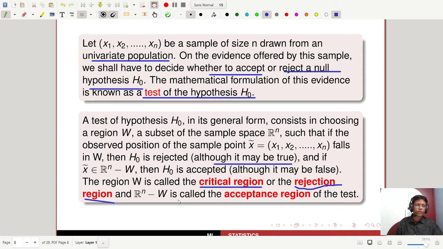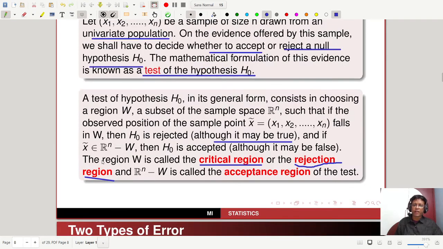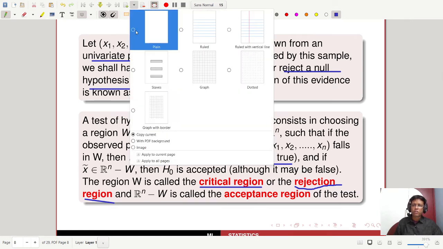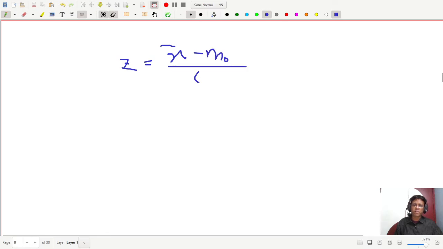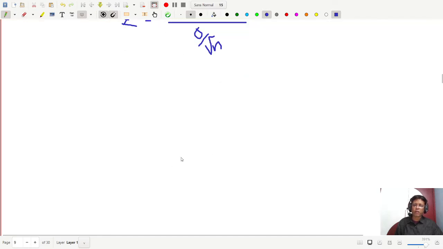Okay. Suppose I give you an example of that. I'm giving you a sketch of the critical region or rejection region and the acceptance region. Suppose your test statistic is standard normal: x bar minus m naught, where m naught is specified, divided by sigma by root n. This is the test statistic. So it follows a normal distribution, right? So let me draw a standard normal distribution curve.